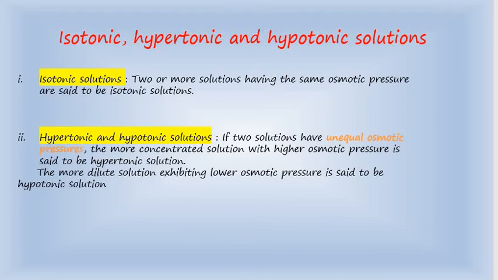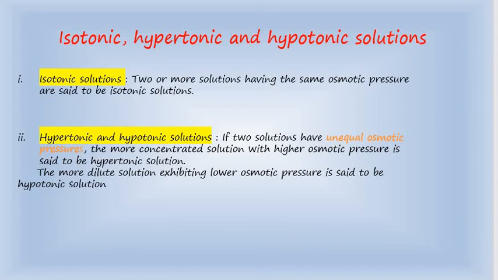Hypertonic and hypotonic solutions. If two solutions have unequal osmotic pressures, then the more concentrated solution with higher osmotic pressure is said to be hypertonic, and the dilute solution exhibiting lower osmotic pressure is called hypotonic. If the osmotic pressure of sucrose solution is higher than that of urea solution, then sucrose solution is hypertonic and urea solution is hypotonic.